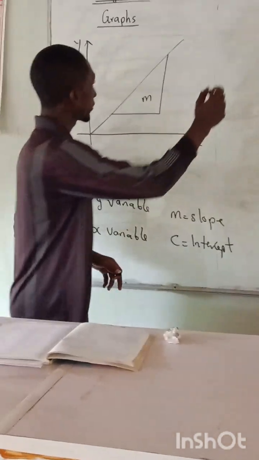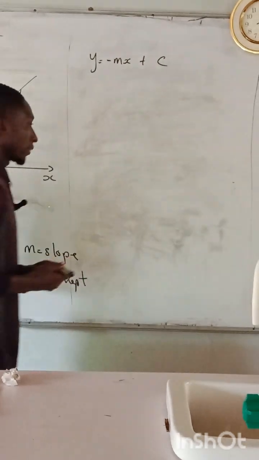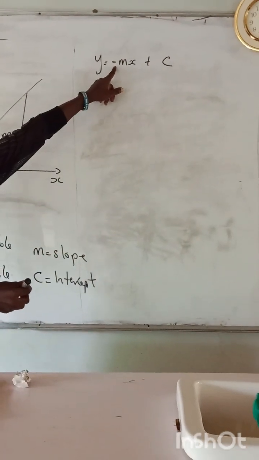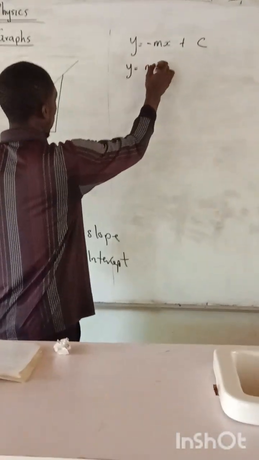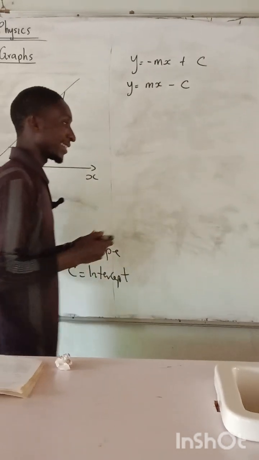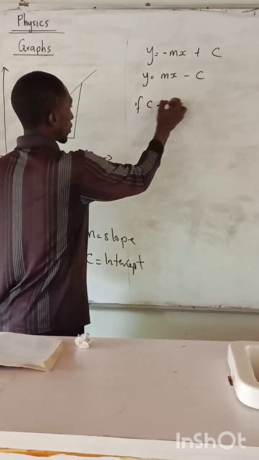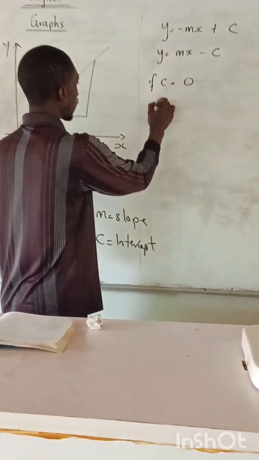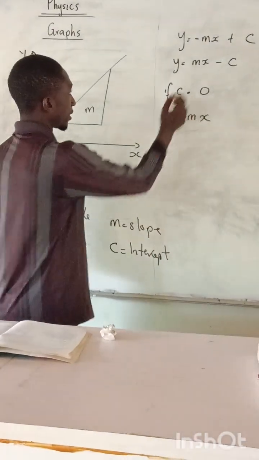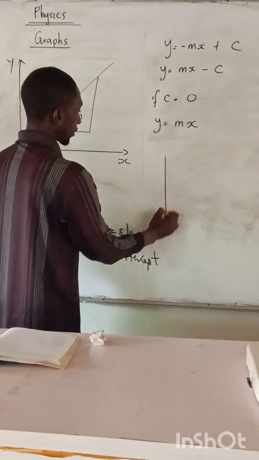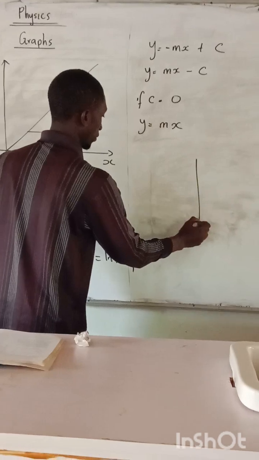So assuming we have y is equal to minus mx plus c. In this instance, our slope is negative. We could also have that y is equal to mx minus c. In this instance, you see that the intercept is negative. But then if c equals 0, that means we are going to have y is equal to mx. So the implication of this is, for the first one, probably you have a graph that looks this way.